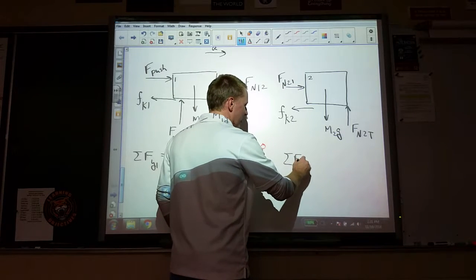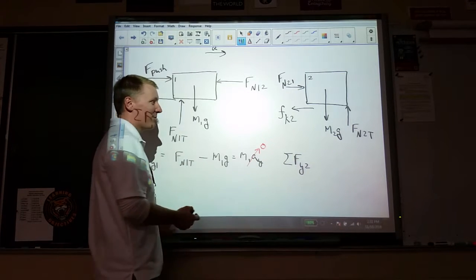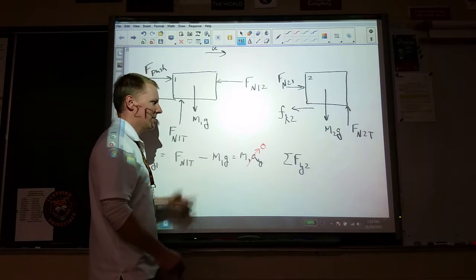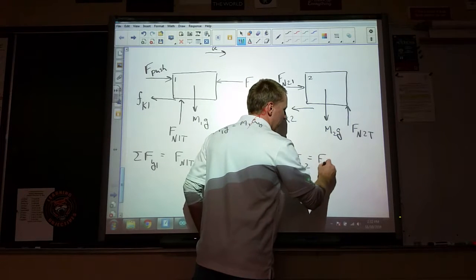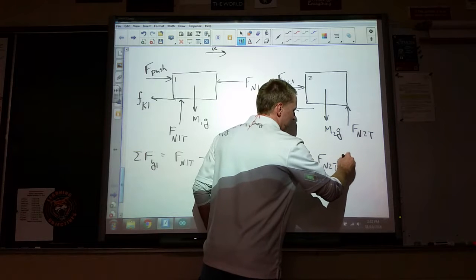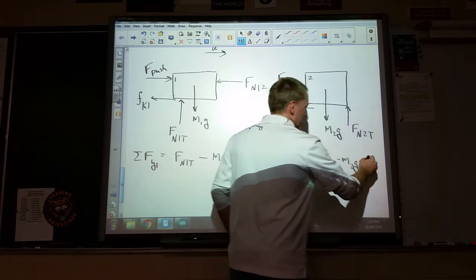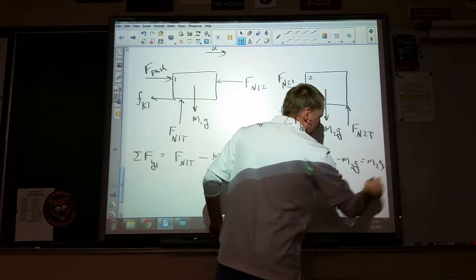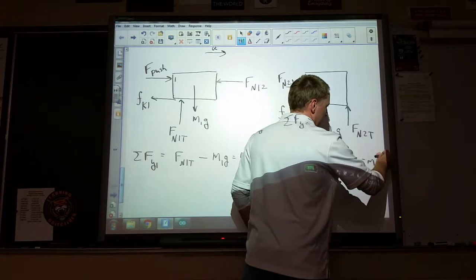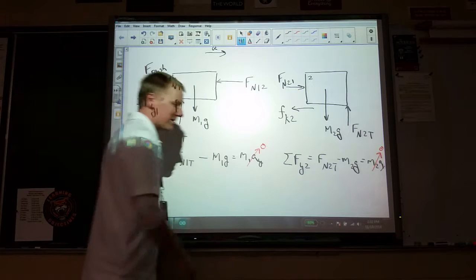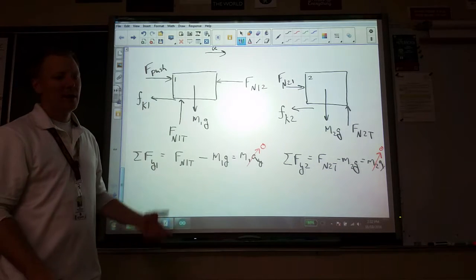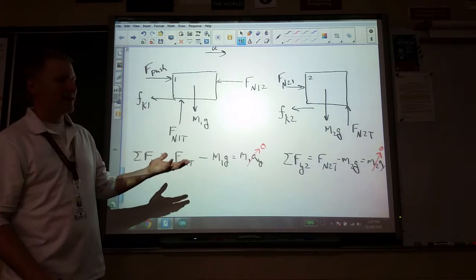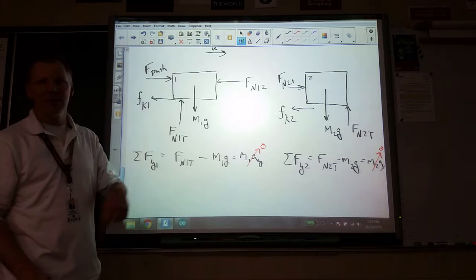Okay, let's do the sum of the forces on box 2. Same thing, except that we put 2's in. FN2T minus M2G equal to M2A, and that in the Y. And that is also 0. And all that's saying is that it's not accelerating in the Y at all, so the floor just has to push up with the same amount of force that gravity is pulling down.